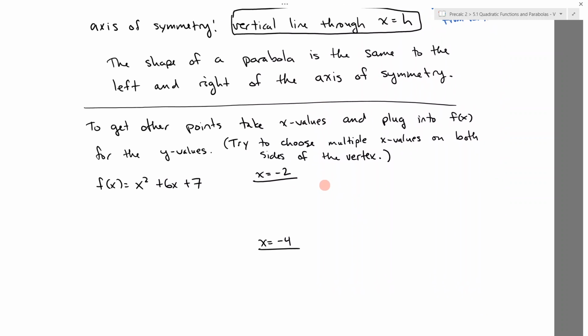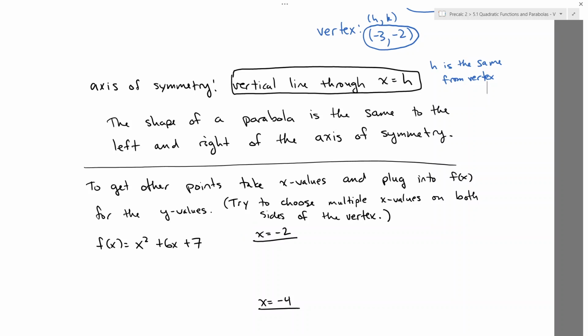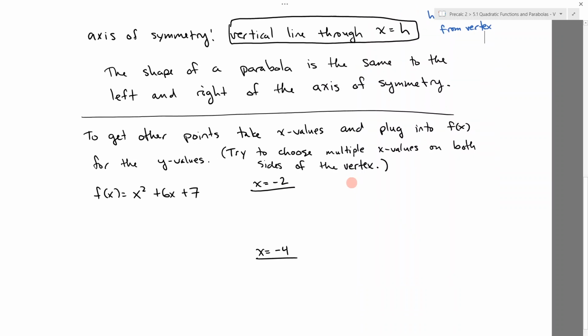Okay, so the final thing we're going to look for in the graph is to calculate some other points. And anytime you have any kind of function to calculate some points on the graph, you just choose some x values and then plug them into the function. And usually it's good to choose x values that are both to the left and to the right of the vertex. So in this case I choose negative 2, which is to the right, and negative 4, which is to the left. Okay, so now let's calculate.